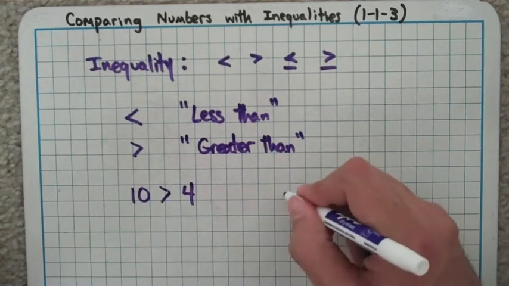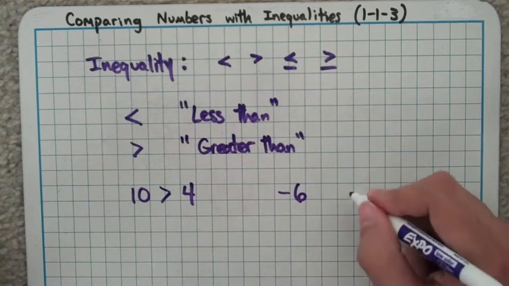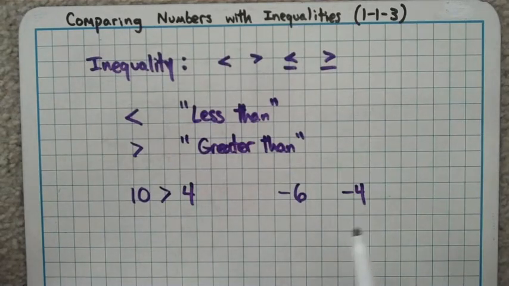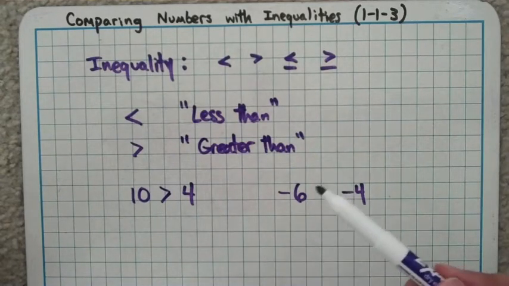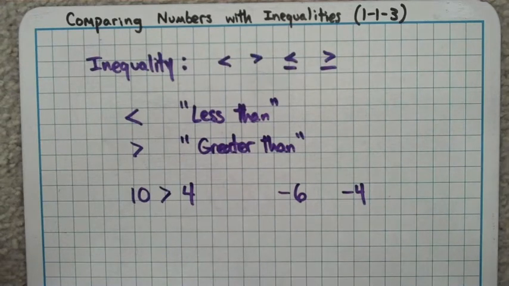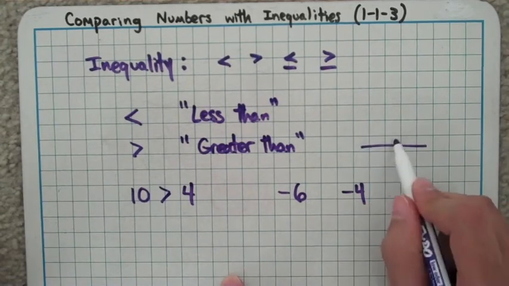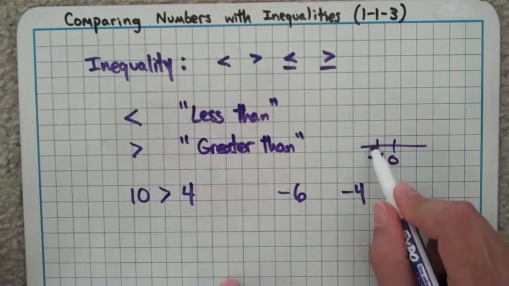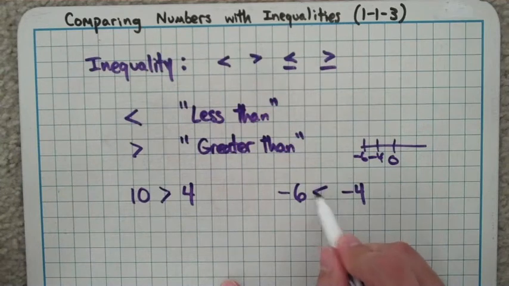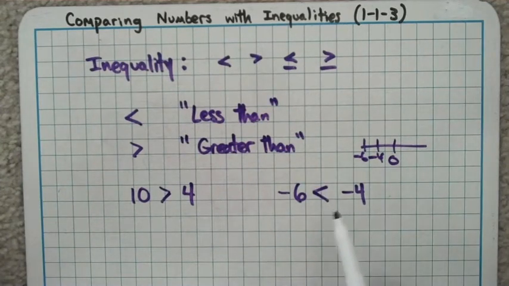If I were to look at another situation, maybe I had -6 and -4, I want to know which one of these numbers is bigger. Well, -6 is the smaller of the two numbers. When you have negatives, the farther you are to the left on a number line, the smaller you are. Bigger numbers go to the right. If we sketch a quick number line, there's 0, -4 would be right here, and -6 would be a little bit past there. -6 is smaller, so it's less than -4. So the alligator wants to eat the bigger number here, -4.